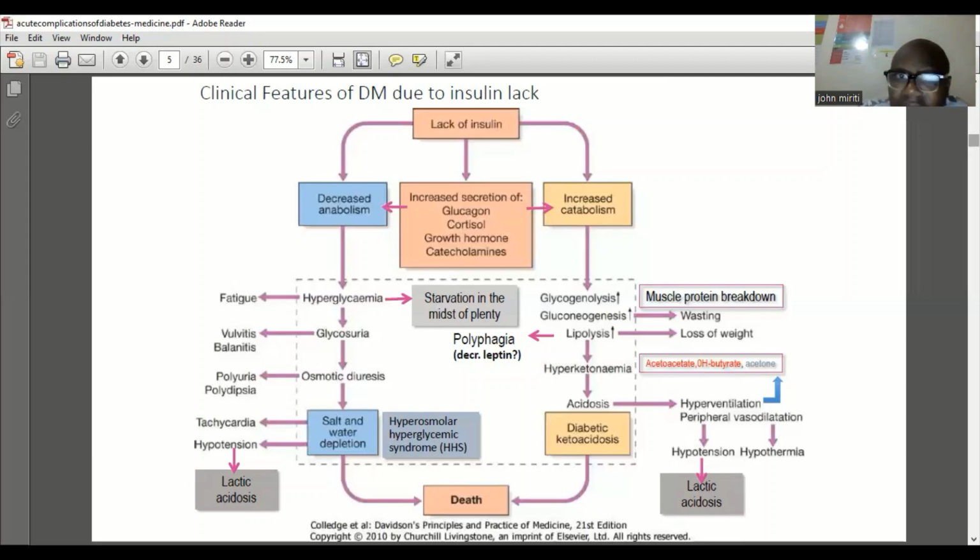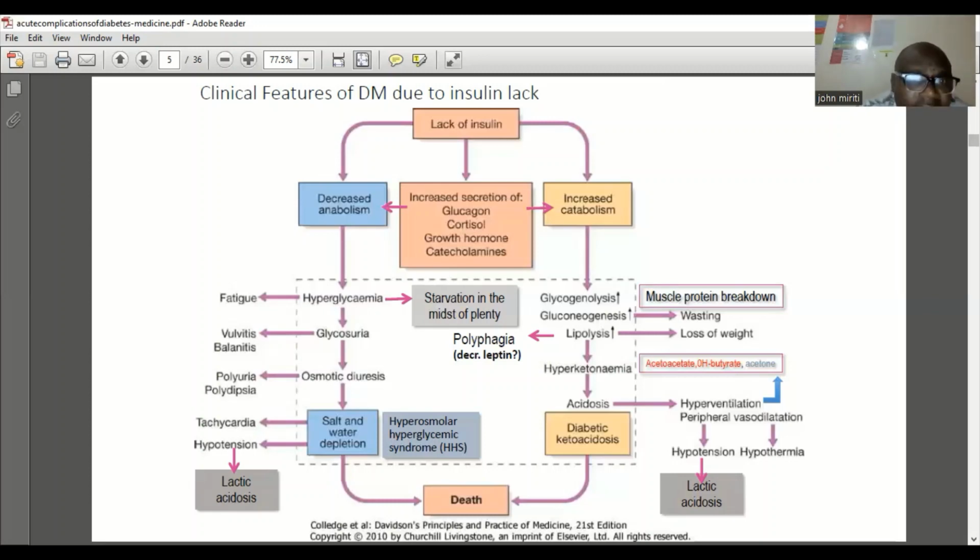Now, on the other side, there is decreased anabolism, and this results in hyperglycemia. If there is hyperglycemia, the patient will feel fatigue, and when you test the sugars, they will be high. This leads to starvation in the midst of plenty. Hyperglycemia results in glycosuria; there is a lot of glucose in the urine. This results in urinary tract infections like vaginitis and balanitis because of the glucose in the urine. The flora in the vagina and the penis start taking this glucose and multiplying, and when they multiply, they also start destroying the tissues around that area.